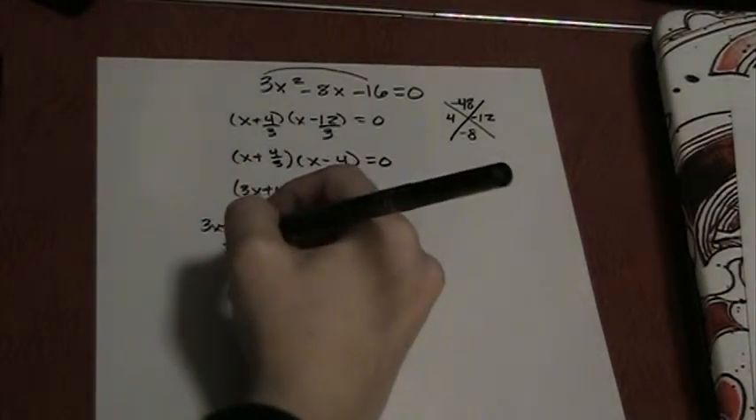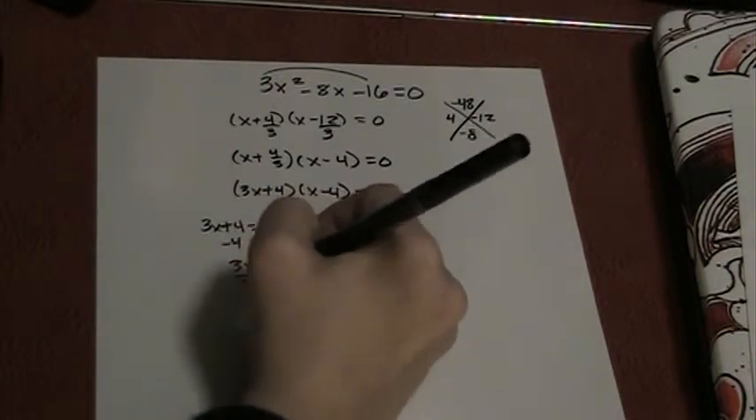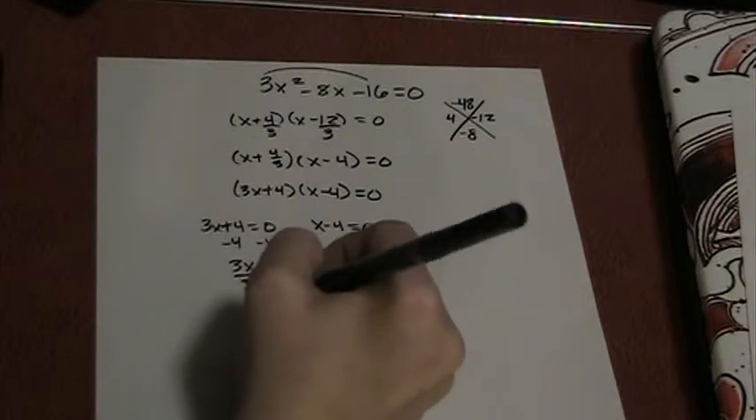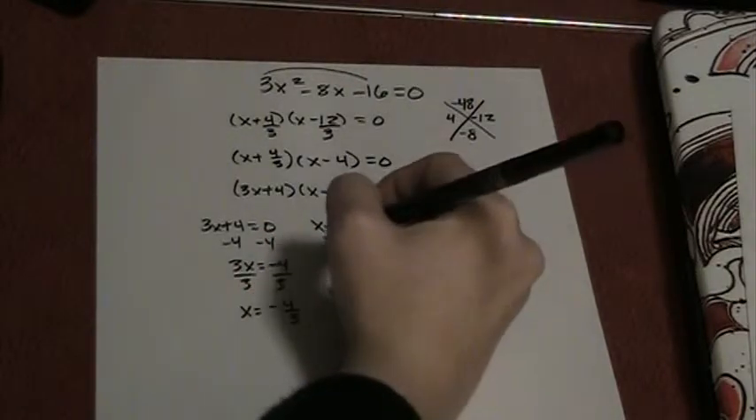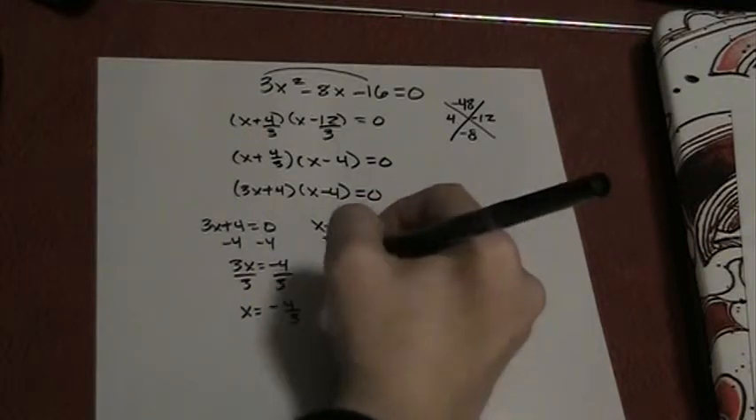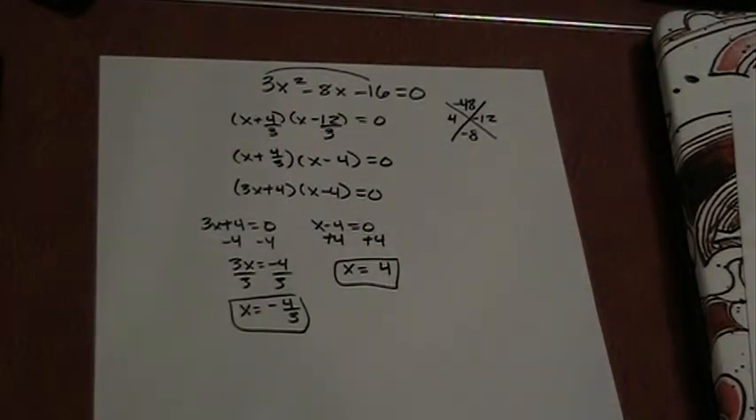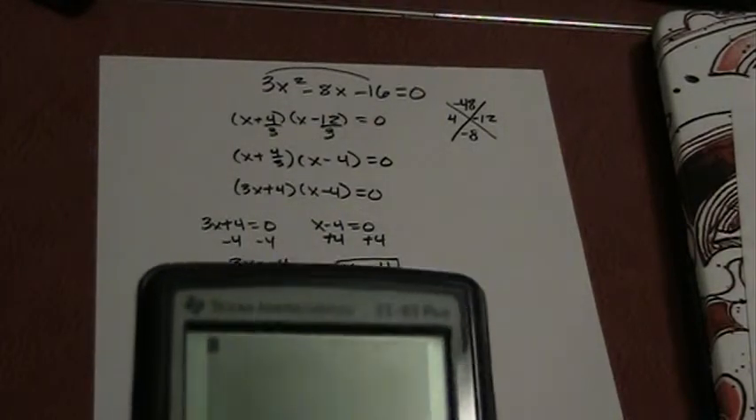So subtract 4, divide by 3, and x would equal negative 4/3. And then here I'd add 4, so x would equal 4. So my two solutions would be negative 4/3 and 4. And again, I can check this in my calculator, just to show you how to check fractions in your calculator. Remember, where we plug it into the equation, we use parentheses.